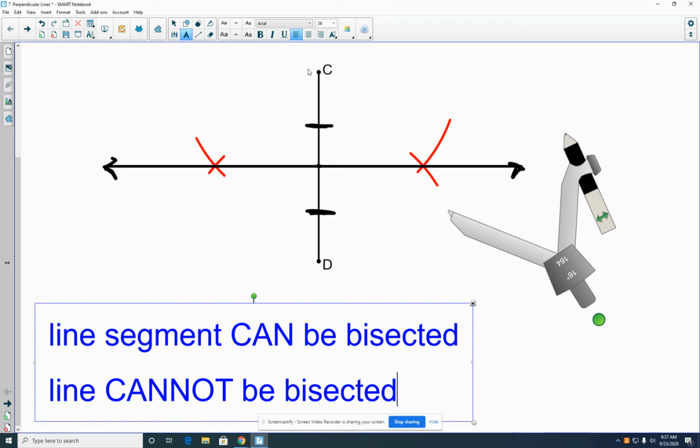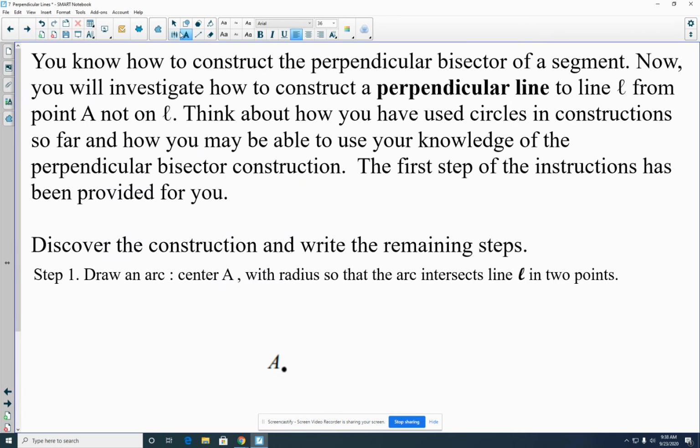And remember, if we did the perpendicular bisector construction, we've actually constructed perpendicular lines in a sense. They're just lines that are perpendicular through a very specific point. So what we're going to work on today is constructing a perpendicular line. This little blurb here actually says we know how to construct the perpendicular bisector of a segment. Now we're going to investigate how to construct a perpendicular line to a specific line, line L, from a point that's not on line L.